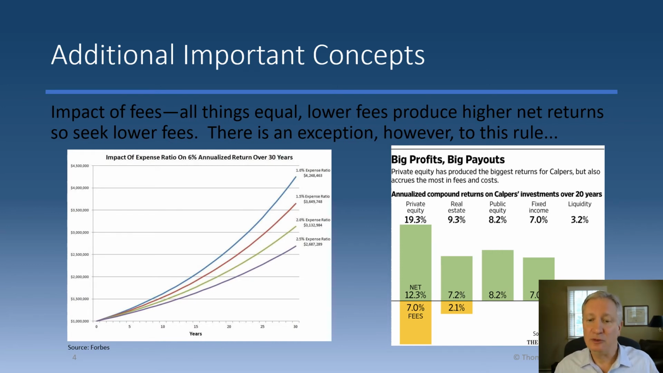And if you can be sure that you're going to get a 7% return in fixed income with negligible fees, and you can be sure you can get a 19.3% return with 7% fees for a net of 12, you're better off with private equity. It's just you don't always know what the fees will be, and you don't always know what the returns are going to be. So it's important. The net return is what counts most. But on average, keeping fees down produces a better net return.